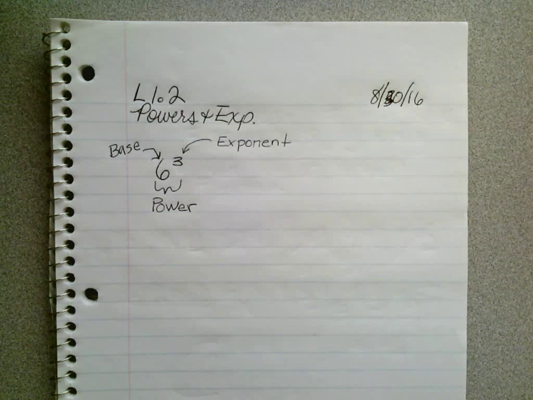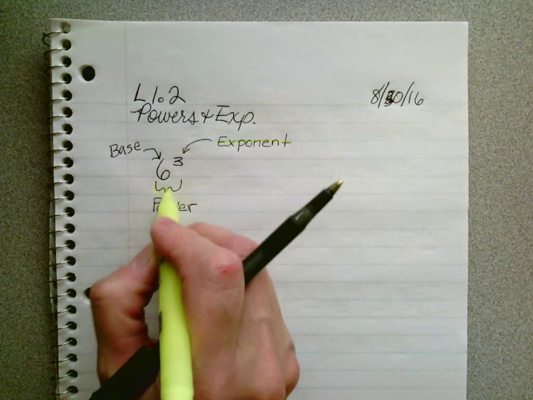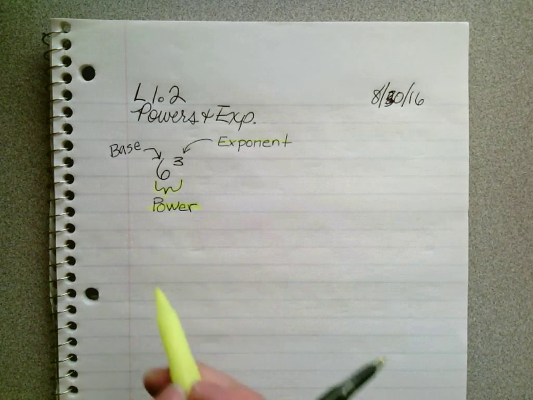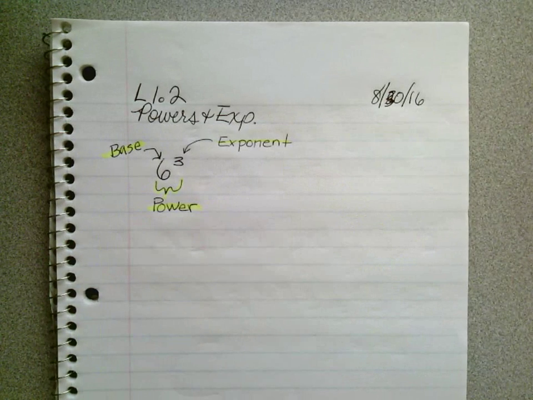Base, power, exponent. Those are the three things you're going to need just to start with. Exponent, power, and base. Okay? Rather than have you define them, I figured we'd sketch it out. Now, look at the table in the middle of the page.